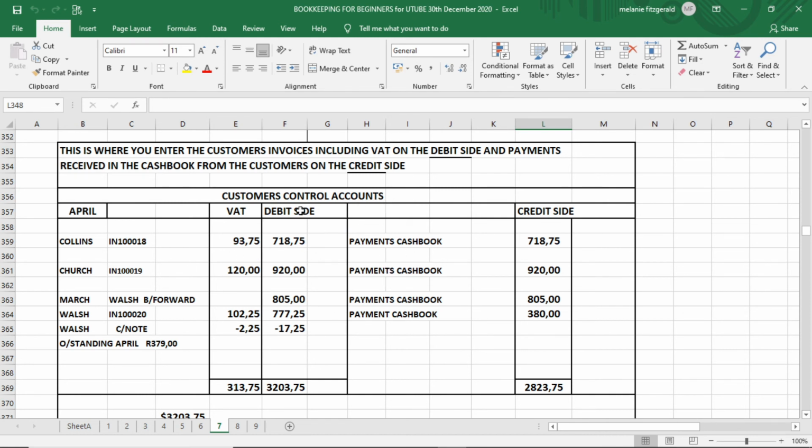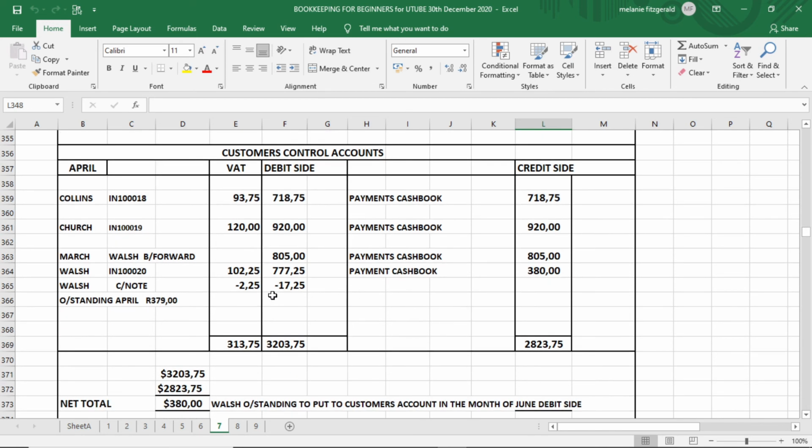Remember, Mr. Collins, this debit side entry, he now paid us that $718. Mr. Church, he now paid us the $920. Mr. Welsh's balance brought forward of $805, dollars, sorry, he now paid us. And then, of course, Mr. Welsh's $777.25 minus the $17.25 for the credit note, he paid us. Yeah, some of it, not all of it. He's only got $380 here. Okay, so that was a part payment by him.